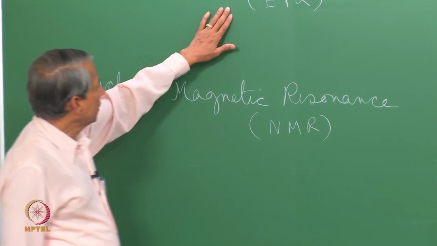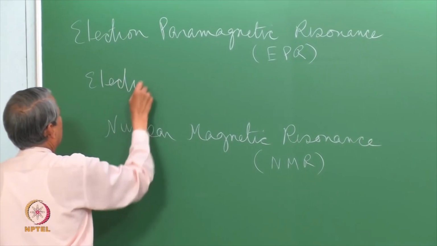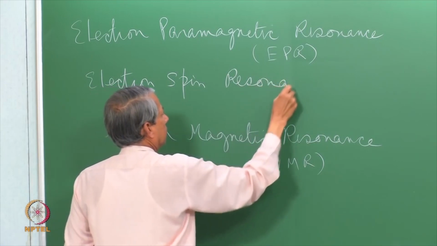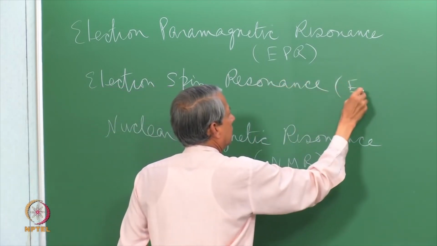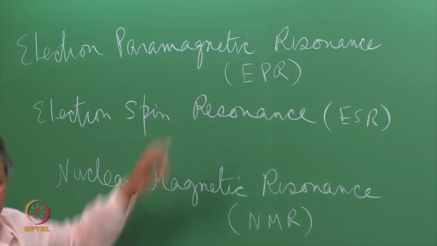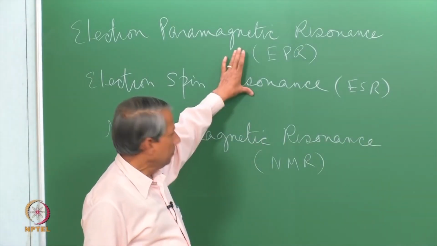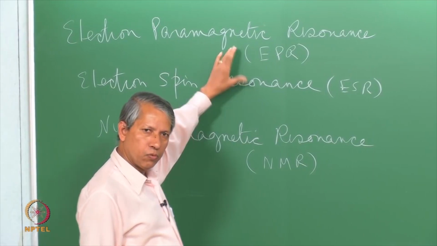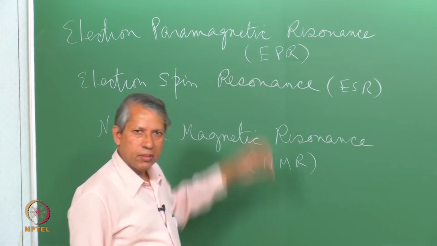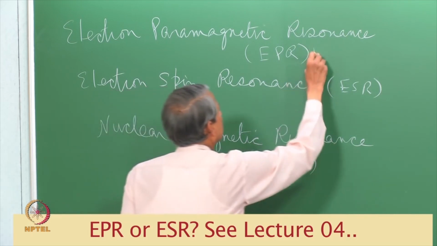Now, electron paramagnetic resonance is also known as electron spin resonance, or ESR. Both are used in scientific parlance, but do they mean the same, or is one terminology better than the other? These things we will see later. Right now, let us stick to EPR.